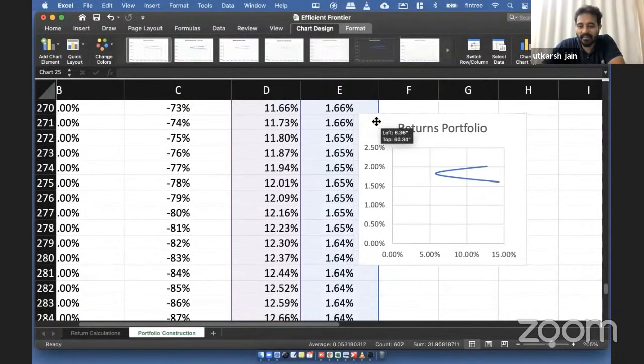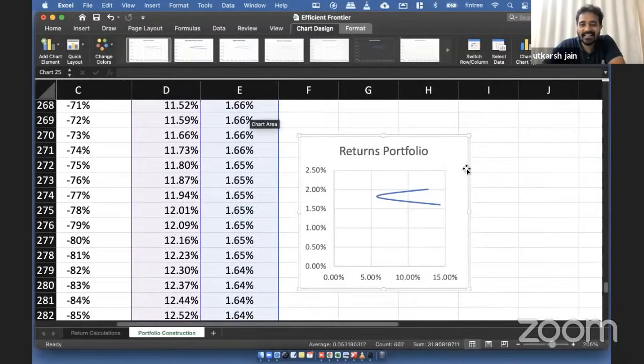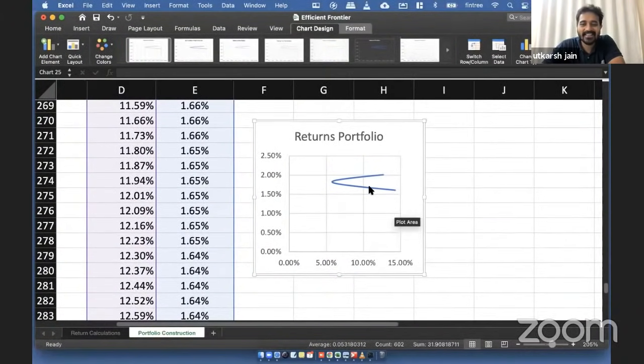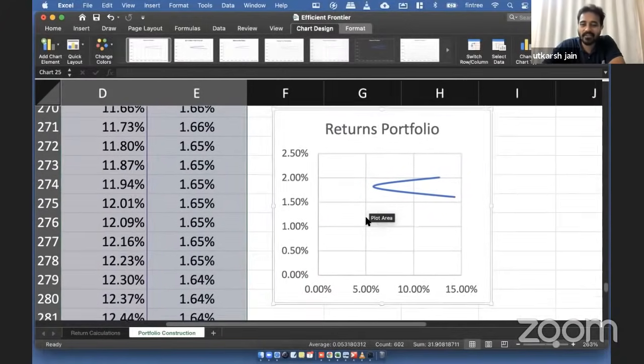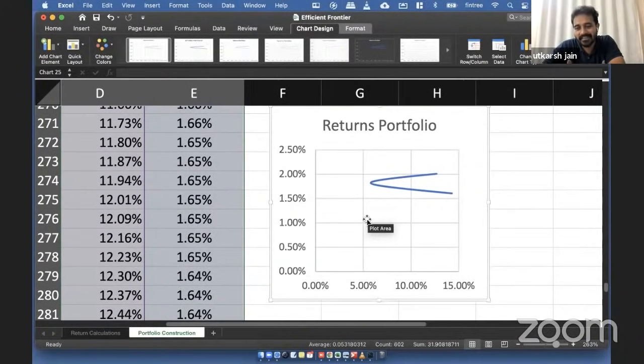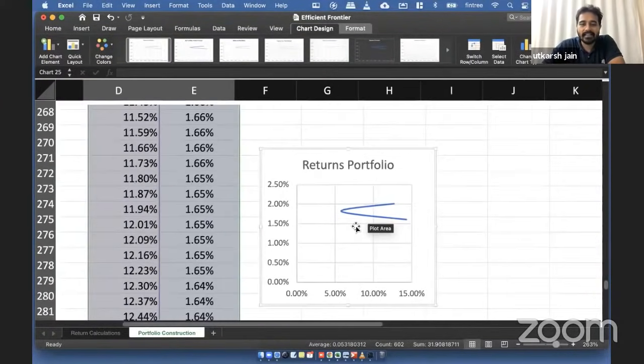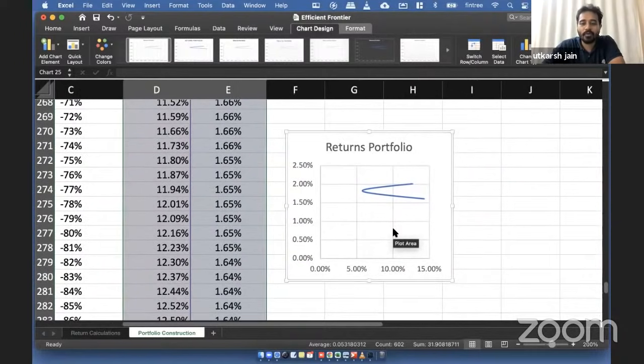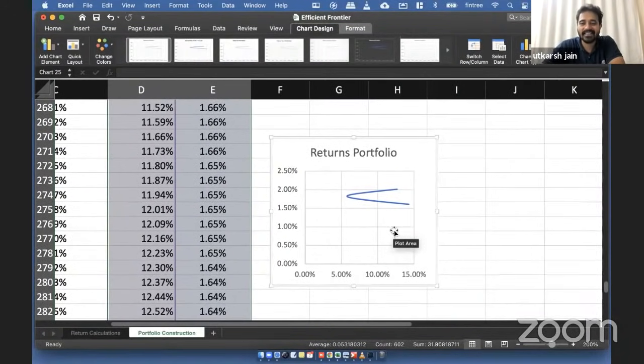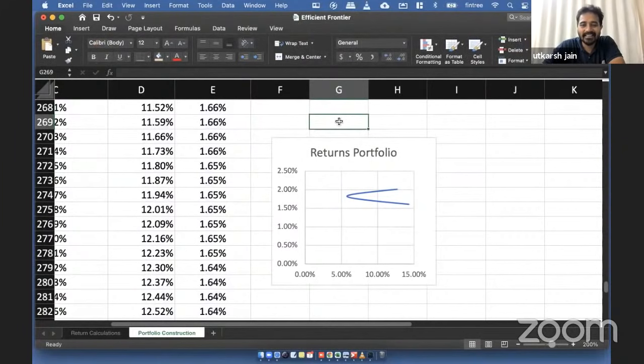And this, my dear friends, this looks like a C, which looks like a bullet of sorts, right? Some people would say it's concave. This, my friends, is called, in the world of portfolio management, this is called the minimum variance frontier.